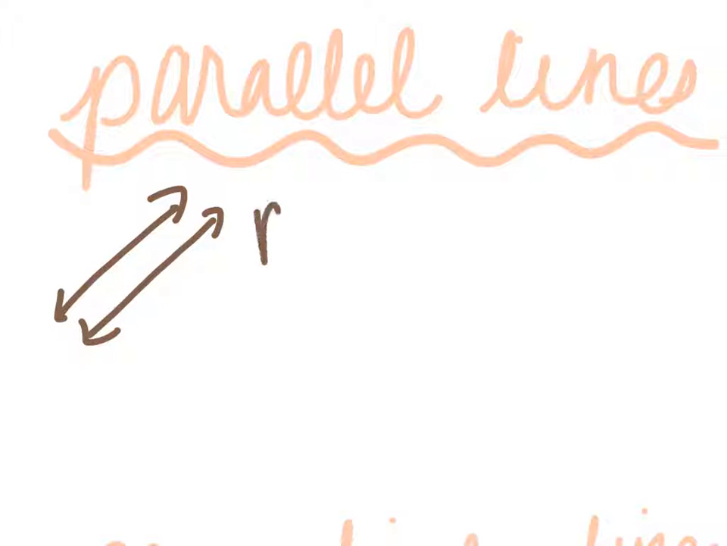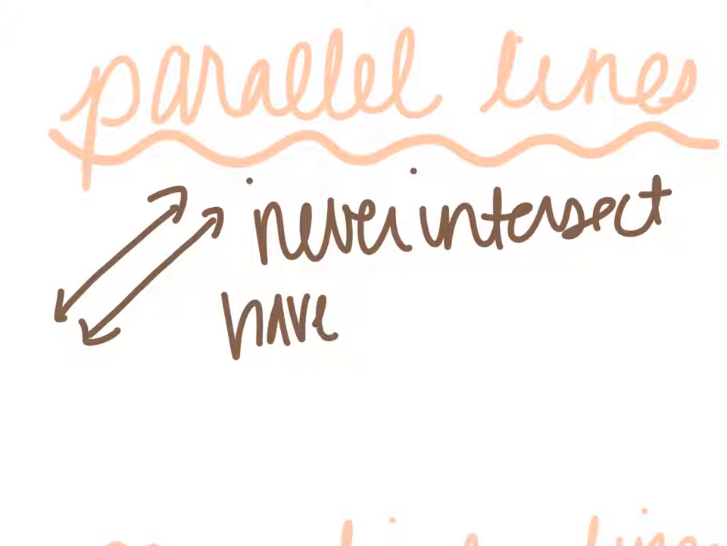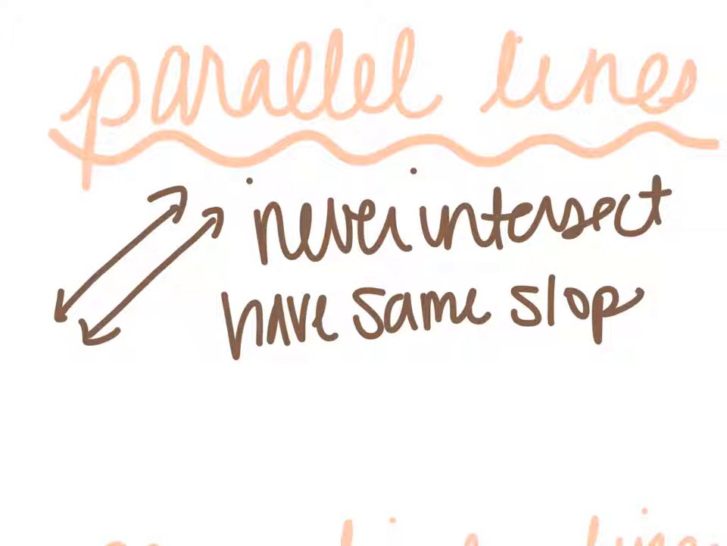Today we learned about two types of lines. We first of all learned about parallel lines. When you look at parallel lines on a graph, you'll know they're parallel because they never intersect. That's how we visually tell that they're parallel, because they never intersect. What that means about the lines is that they have the same slope. That's what it means to be parallel.